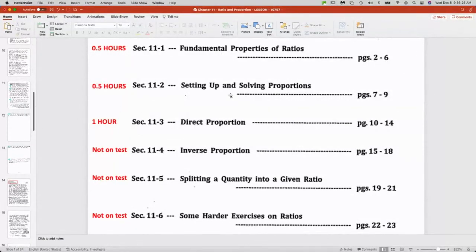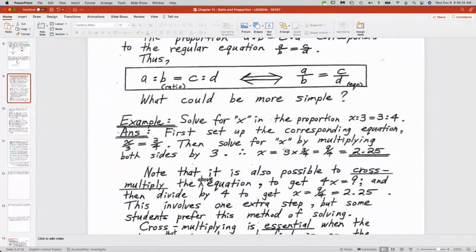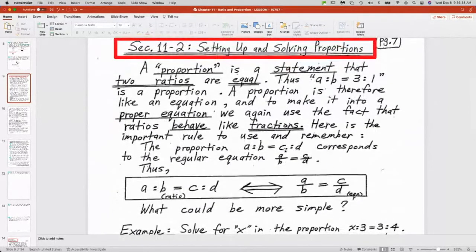Okay, so we're going to move on to setting up and solving what are called proportions. Proportions are how you use ratios to compare quantities. So I'm just going to skip over here to section 2, which is setting up and solving proportions.